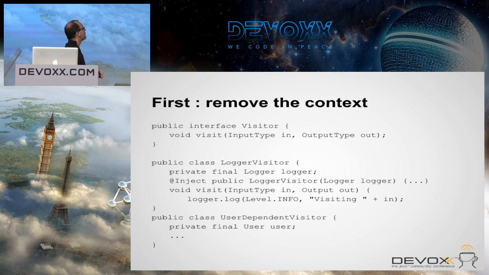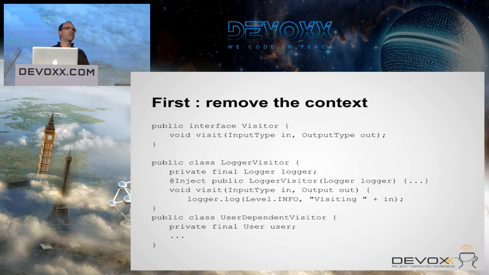But you can see here that, for instance, the two other visitors implementations that you can find here, they inject what's required for them only, right? So they inject the logger, the other one injects the user, and that's what they can use. Now you can see that the logger visitor never injects the user because it doesn't need it. And conversely, the user-dependent visitor does not inject the logger.